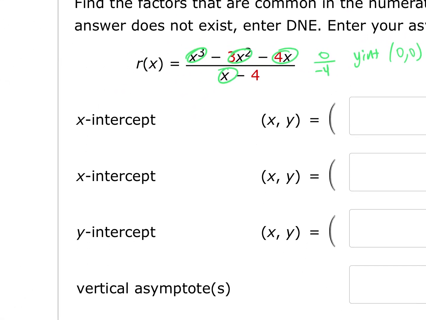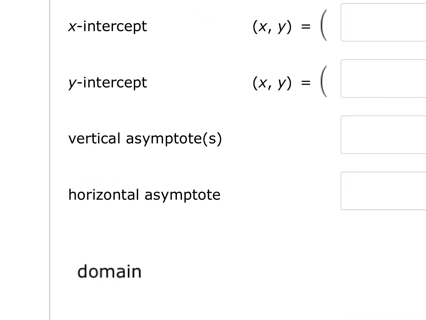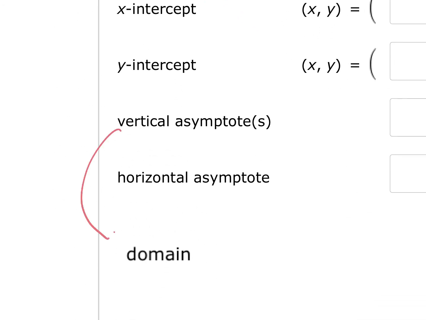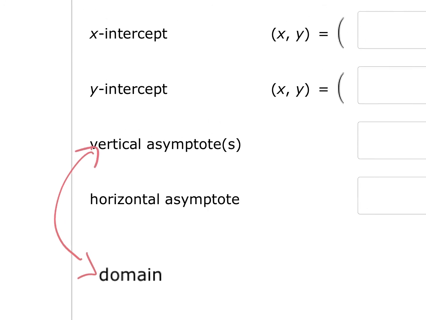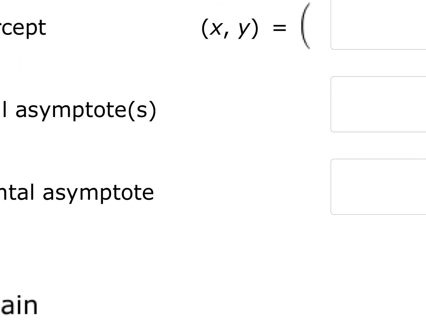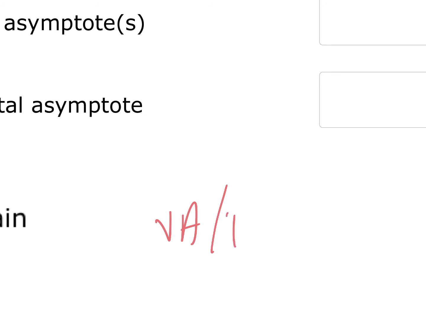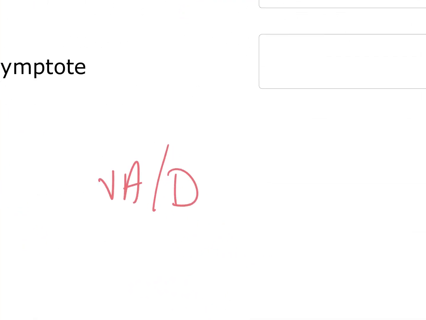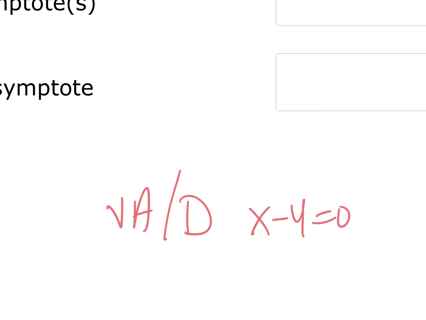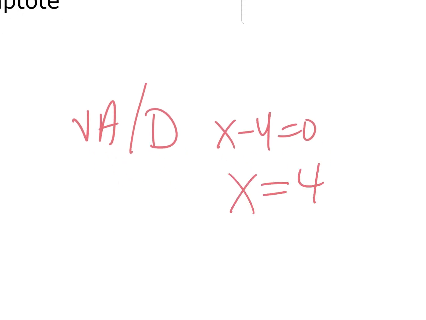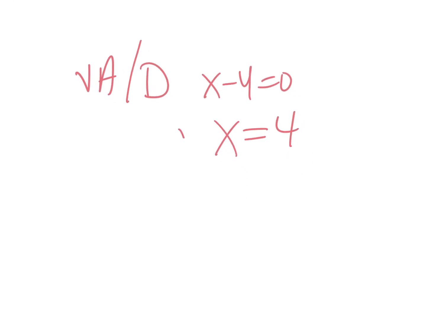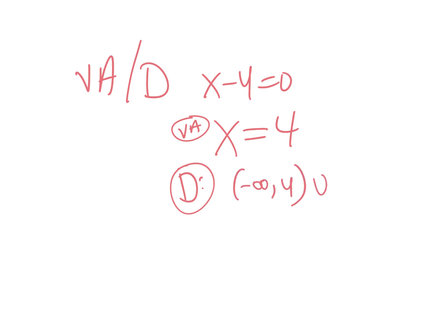Good. All right, vertical asymptote goes hand in hand with domain. I hope you guys hear this in your sleep tonight. So I say vertical asymptote and domain. I set the denominator equal to 0, so x minus 4 equals 0. x equals 4. So my vertical asymptote is at x equals 4. So my domain is what? Negative infinity to 4, union 4 to infinity. That was an easy one.